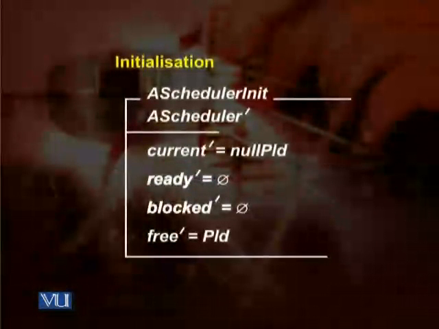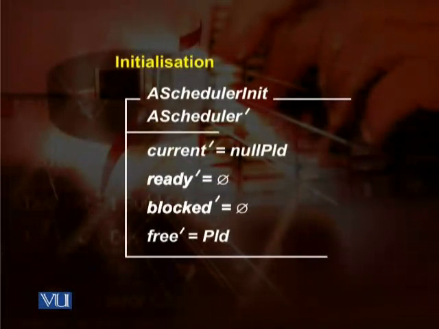Then we have the initialization part. So this is a scheduler init. It gives us a new state of the scheduler. So when we initialize, current gets this null PID, ready list is empty, blocked is empty, and free has all the PIDs.